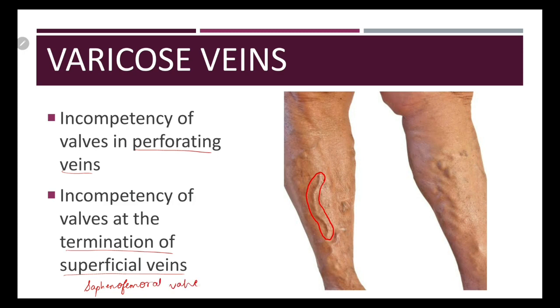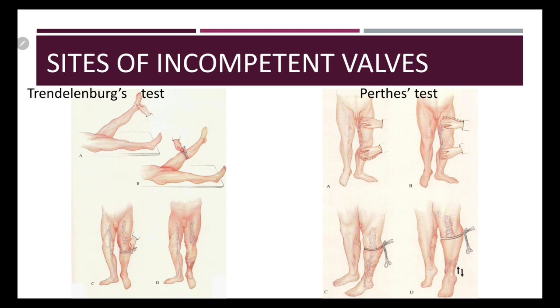Then we have to recognize the sites of these incompetent valves. The clinicians recognize these sites of the incompetent valves by the following two tests: Trendelenburg's test and Perthes test or tourniquet test. Now here you can see this is Trendelenburg's test and not Trendelenburg's sign. Trendelenburg's sign was the one where you used to see the lurching and waddling gait and the sagging of the pelvis on the healthy side when the foot is off the ground, when the gluteus medius and minimus is paralyzed on the opposite side. But now in the recognition of sites of incompetent valves, we are seeing Trendelenburg's test.